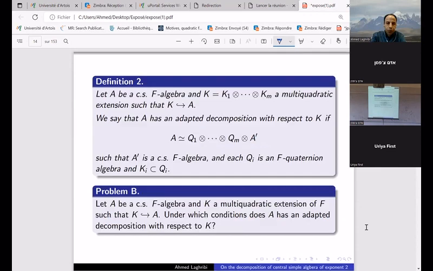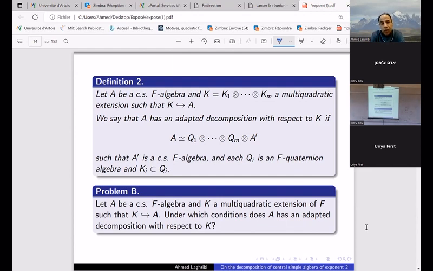And of course, when we see this definition, we can take a central simple F-algebra A and K a multi-quadratic extension of F such that K is contained in A. We would like to understand under which conditions A has an adapted decomposition with respect to K. Of course, the problem is very general and sometimes very hard to study.